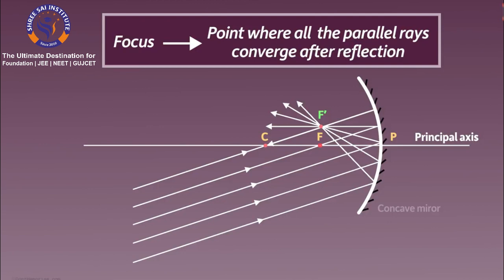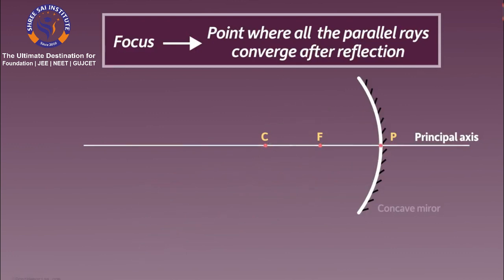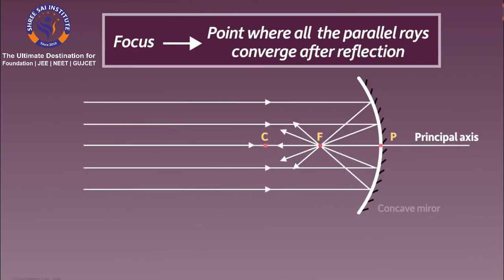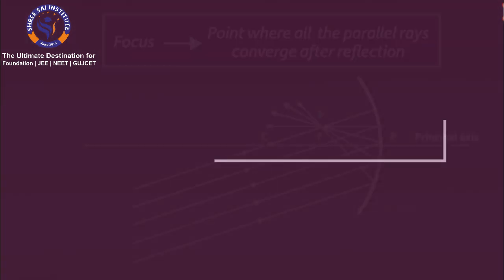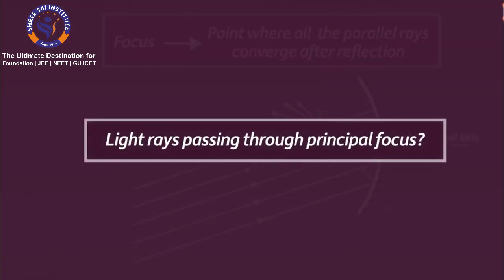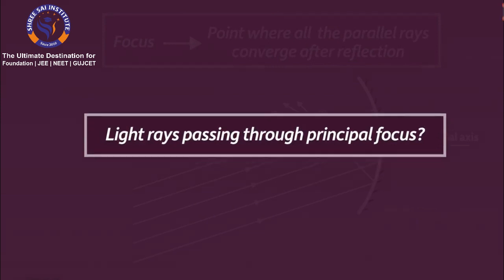It is the principal focus if it lies on the principal axis. And it will only lie on the principal axis if the rays of light are parallel to each other as well as to the principal axis. What if the light rays are passing through the principal focus? Yes, it means the light rays won't be parallel.